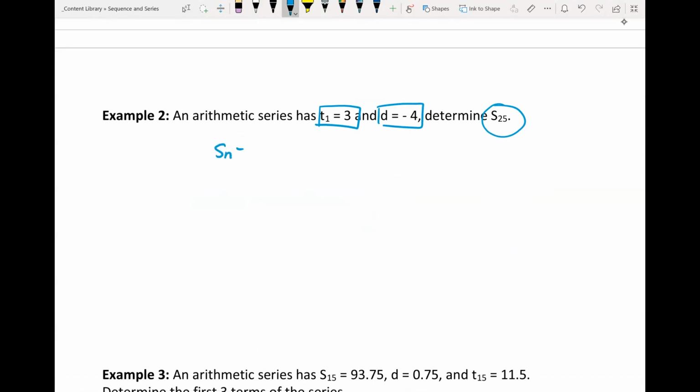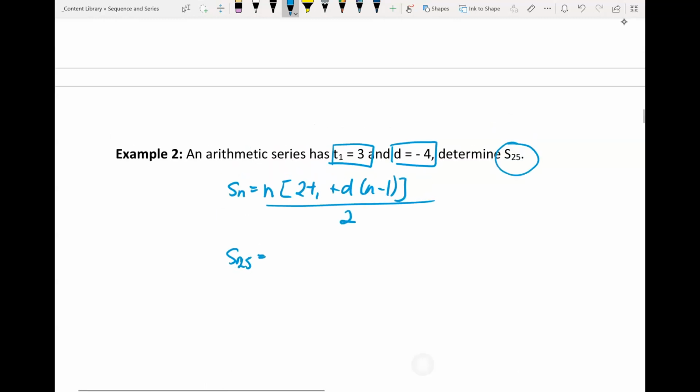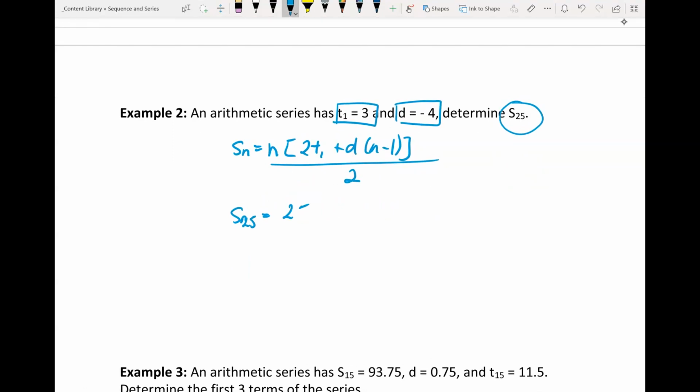So that's Sn is equal to n times 2 T1 plus d times n minus 1, all divided by 2. So I'm going to fill in our information. We're looking for 25, so that means n is 25. Our first term is 3. Our common difference is negative 4. And n is 25. All divided by 2.